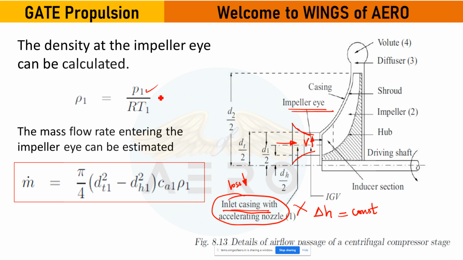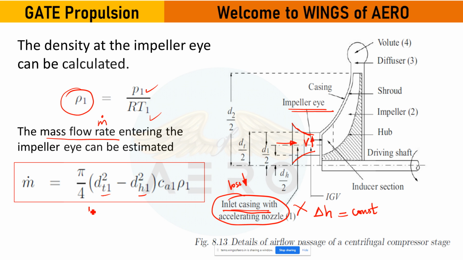Now they might give you some of the parameters. They might give the inlet pressure and inlet temperature. Then from that you can find out the density of that flow. Now using the density, what is our main point? You can find out the mass flow rate when it is entering the inlet casing. Now how to find it? This is the formula. Now dt1 means what? It is shown in the figure. dt1 is at the tip, and dh means at the hub.